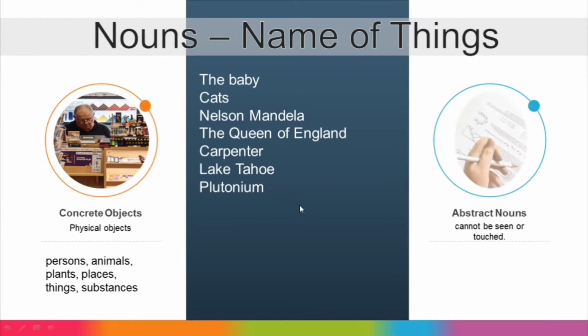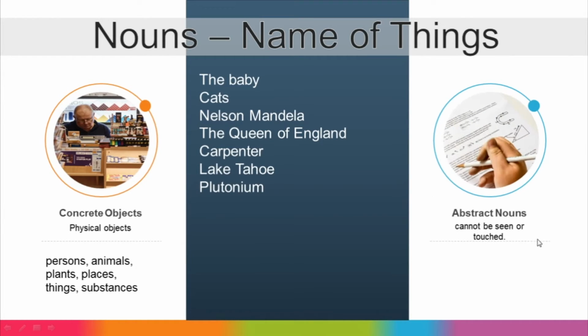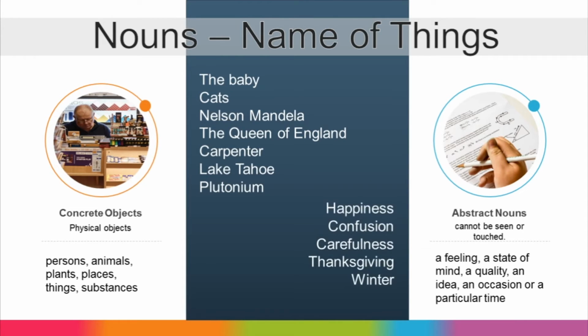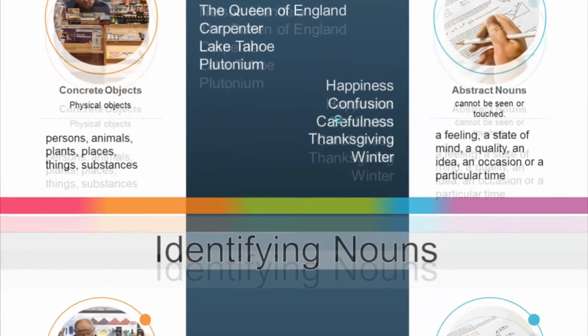The second type of nouns are abstract nouns, things that cannot be seen or touched. Now this includes a feeling, a state of mind, a quality, an idea, an occasion, or a particular time. Examples are happiness, confusion, carefulness, Thanksgiving, and winter. These are all either an occasion or a particular time, or a concept or a feeling.